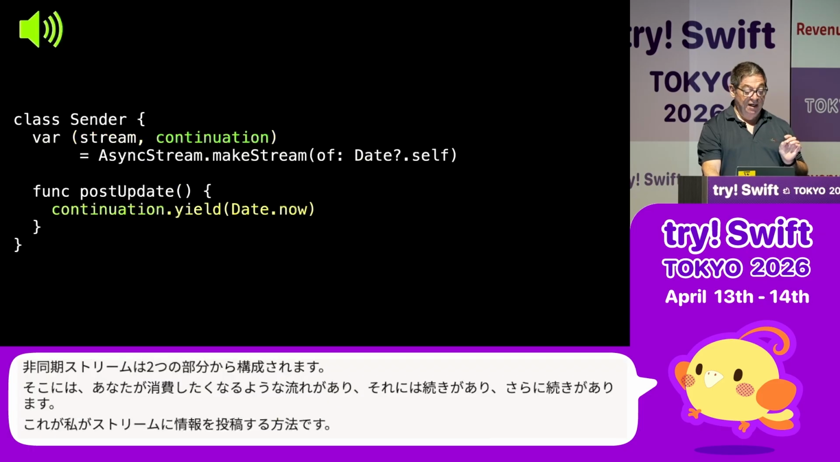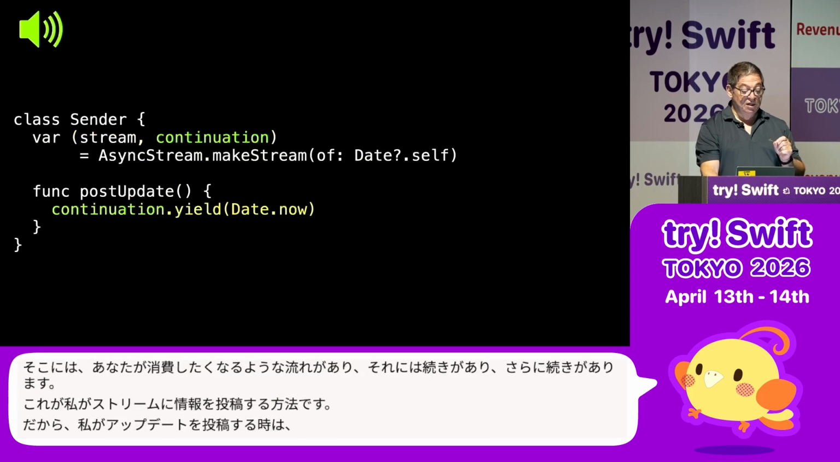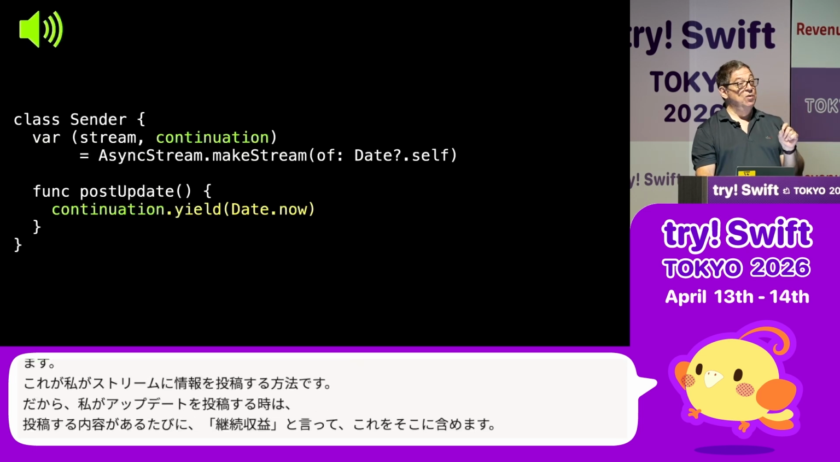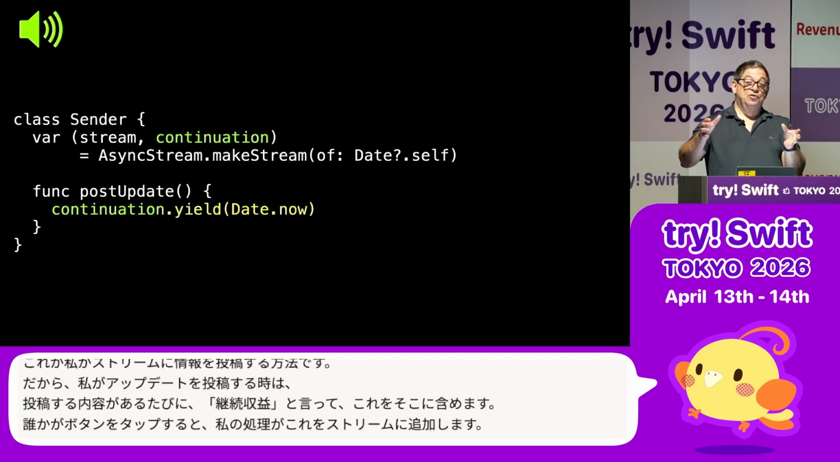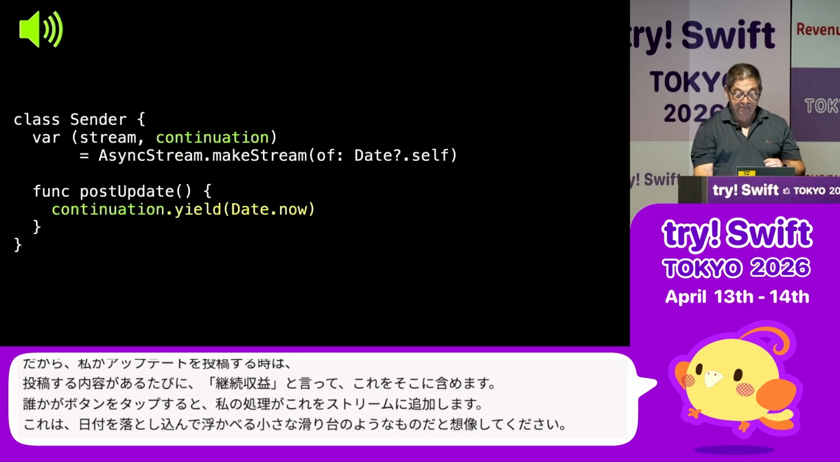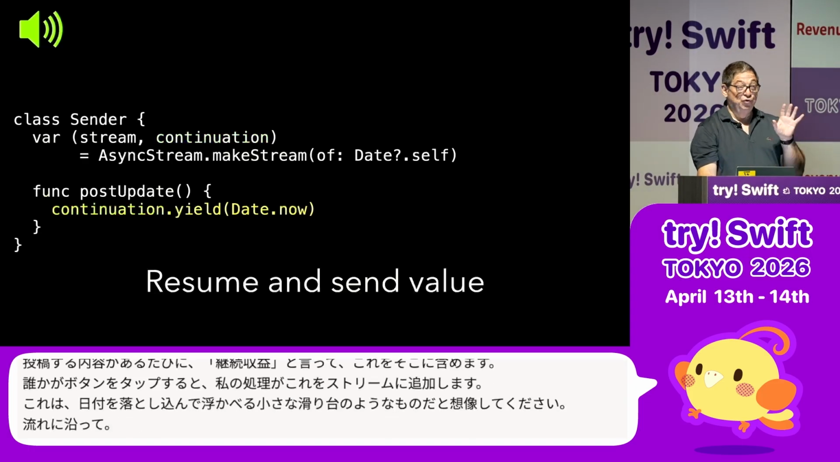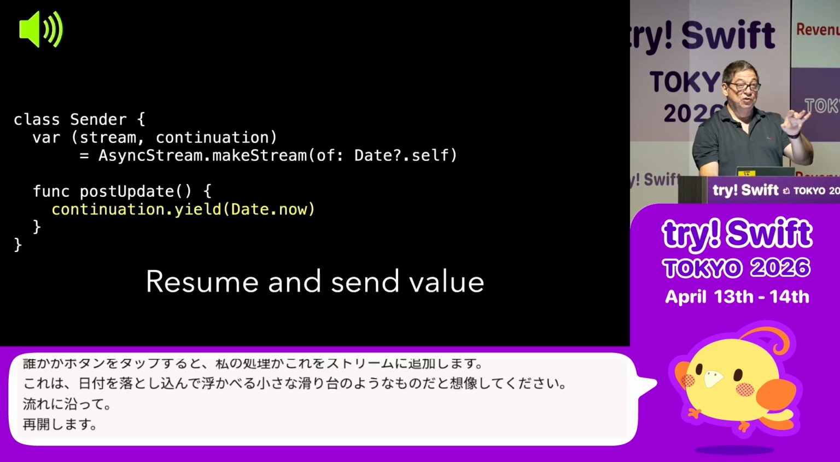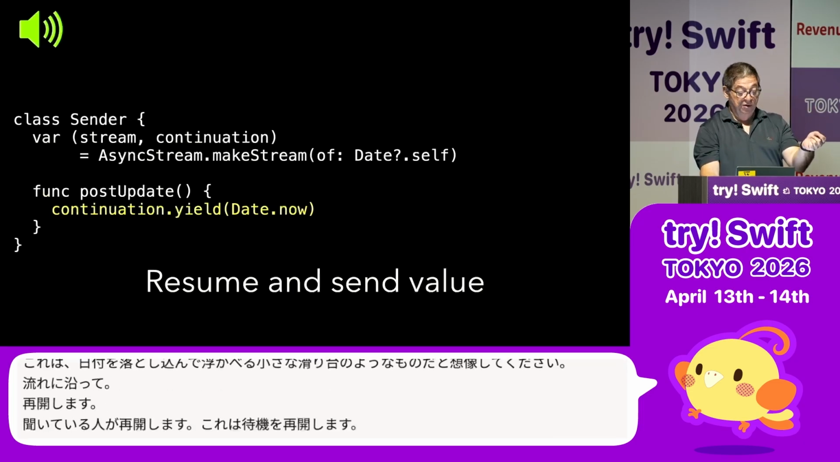And so when I post an update, every time there's something to post, I'll say continuation yield, and I'll put this in there. So every time someone taps the button, my continuation will add this to the stream. You can imagine this as like a little slide where we're dropping dates in and they float down the stream. Now, this resumes the person listening. This resumes the for-await and says, here's a new value for you.